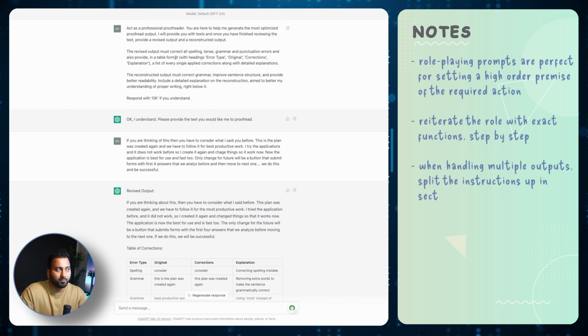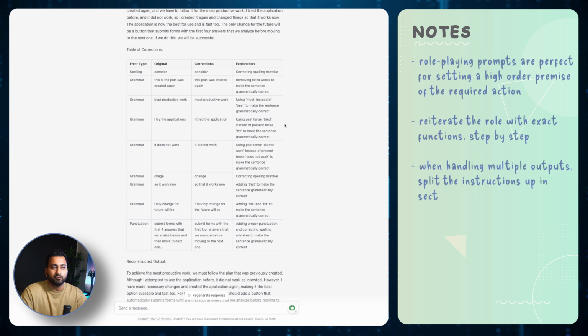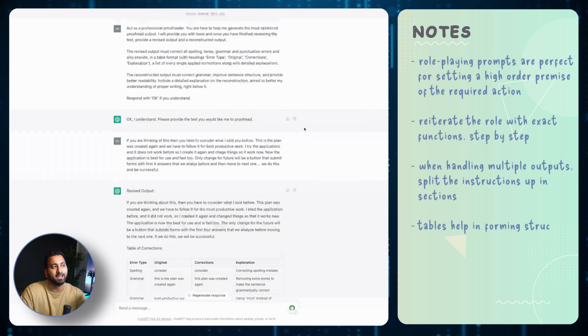So the revised output must correct all spelling, tense, grammar, and punctuation errors, and also provide it in a table format. Now, I love table formats because, first, just look at how easy it is to read a table. It has all the right usage of white spaces and it gives you a nice little format. And the other thing with tables, right? Every table is mostly relatable, meaning if it's this error type, the original, the correction, and the explanation will all be relatable to this specific one. So it helps the NLP model generate the answers and hallucinate less about what it's writing.